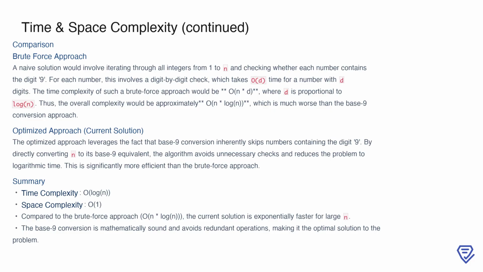This makes the time complexity O(log n) and the space complexity O(1). In summary, this optimized approach is exponentially faster than the brute force method for large values of n. The base 9 conversion not only avoids redundant operations but also provides a mathematically elegant solution to the problem, making it the clear optimal choice.